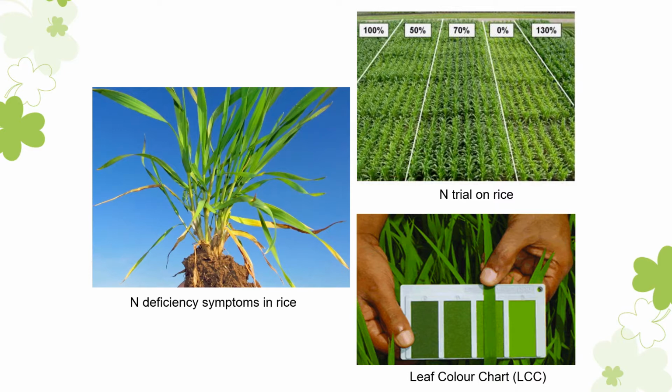The first figure shows the nitrogen deficiency symptoms in the rice, in which the matured leaf, which is the lower leaf, turns yellow and produces chlorotic symptoms due to the nitrogen deficiency. The second figure shows the nitrogen trial on the rice. As we can see, the low amount of nitrogen produces a light green color compared to the sufficient nitrogen fertilization. It is compared using the leaf color chart.